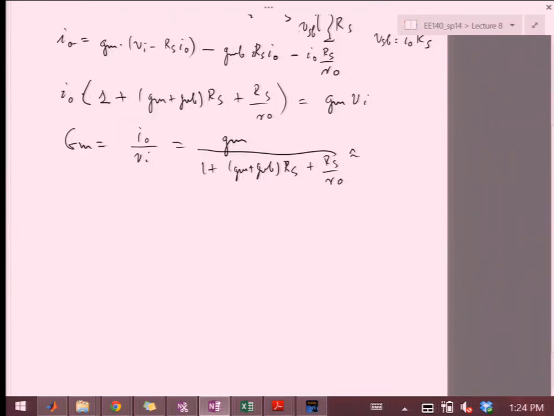So we can now go and simplify this and say, well, r0 is so much bigger than RS. So we're going to just take this term out and then have Gm as gm over 1 plus (gm plus gmb) RS. And then I can claim that, predominantly, this factor is bigger than 1. So this is also like gm over (gm plus gmb) times RS.